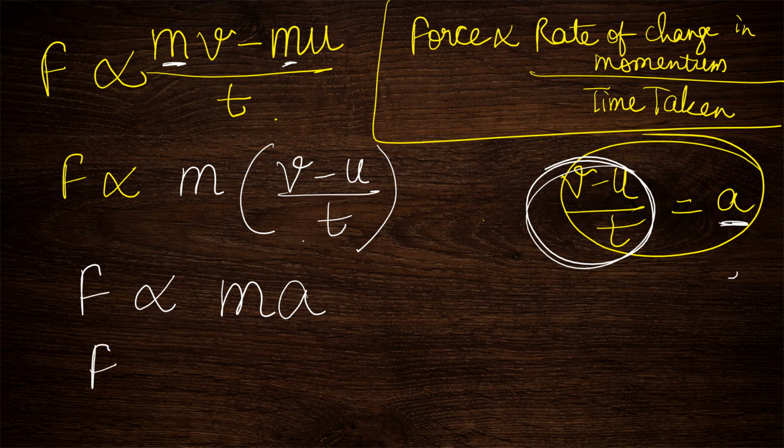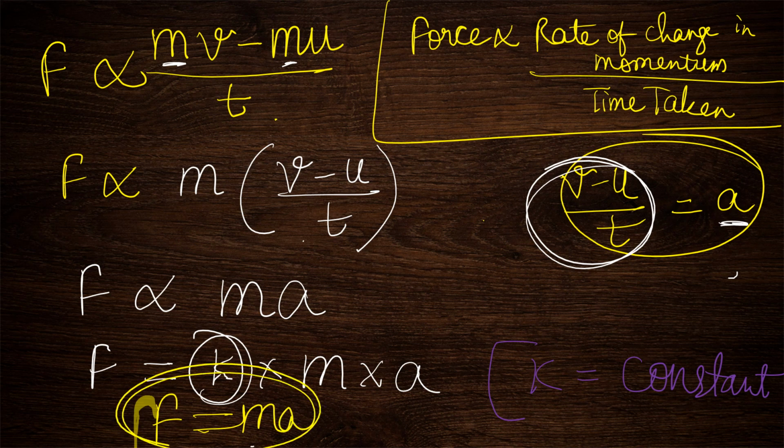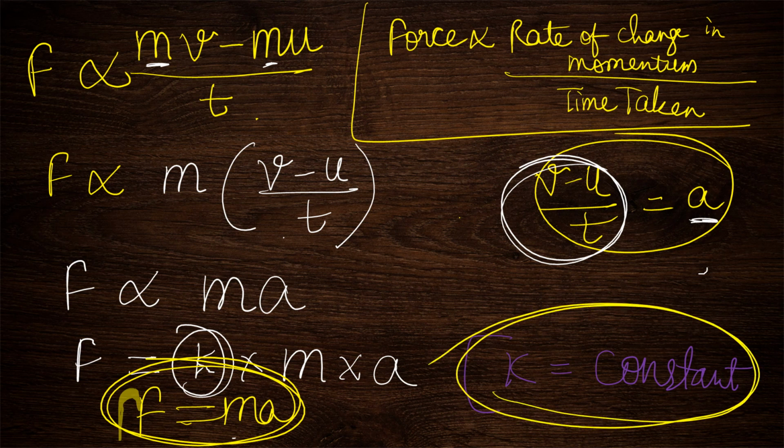We're going to take F is equal to k multiplied by m multiplied by a. Well, what is k here? k here is the constant. Hence, we arrive at F is equal to ma. Now, here k is a constant. Now, what is the constant actually? The SI unit of constant k is 1. And hence, we have arrived at the equation that is F is equal to ma.